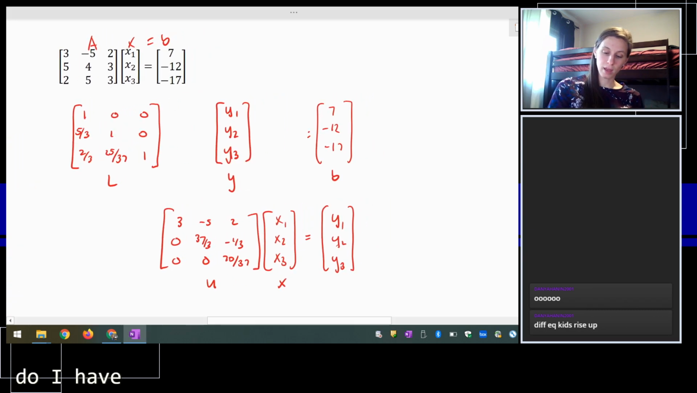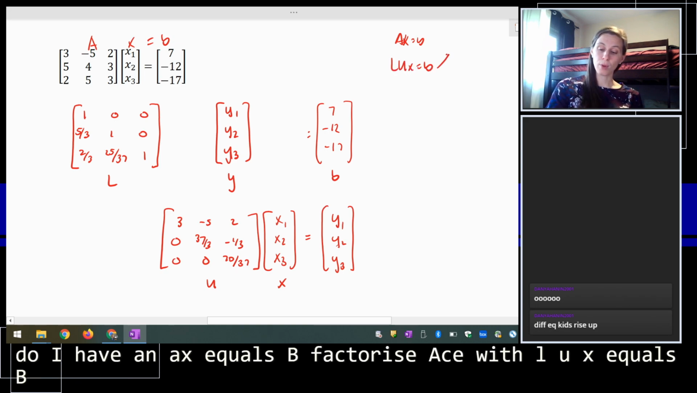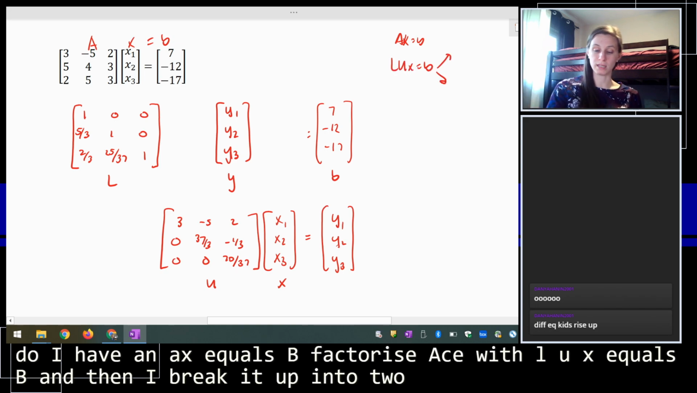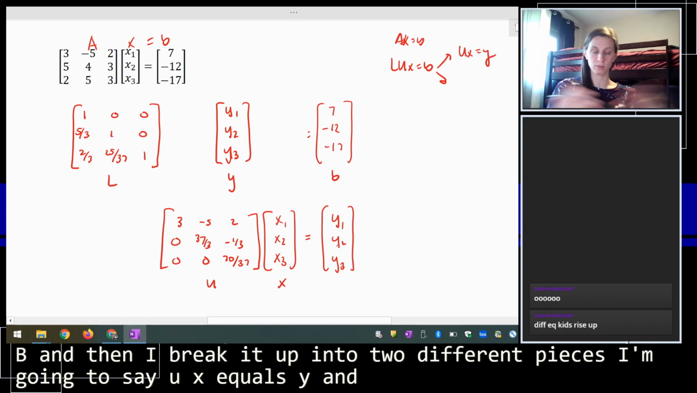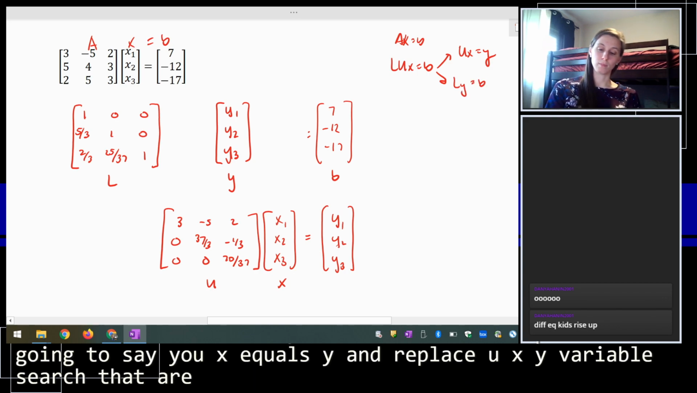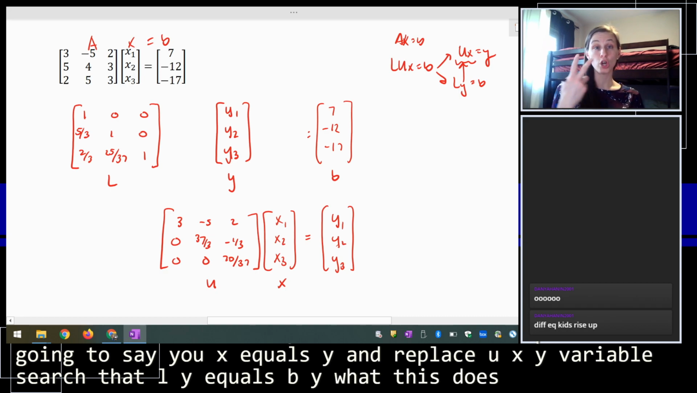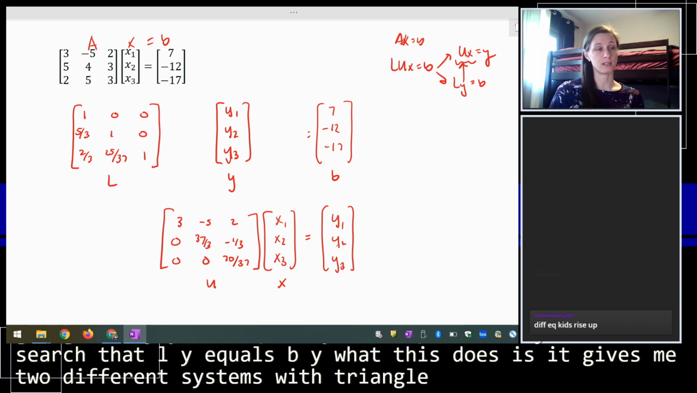So I have AX equals B. I factorize A, so it's LUX equals B. Then I break it up into two different pieces. I'm going to say UX equals Y. I'm going to replace UX by a variable such that LY equals B, where Y equals this. What this does is it gives me two different systems with triangle matrices.